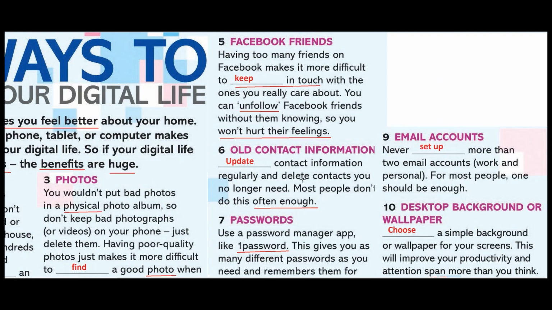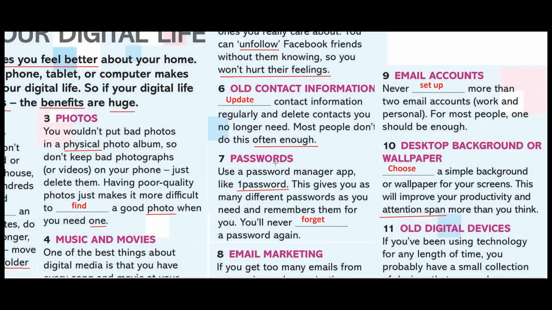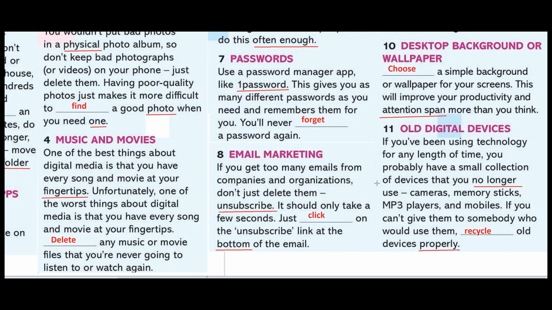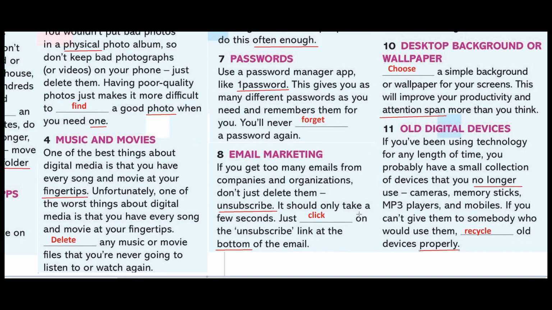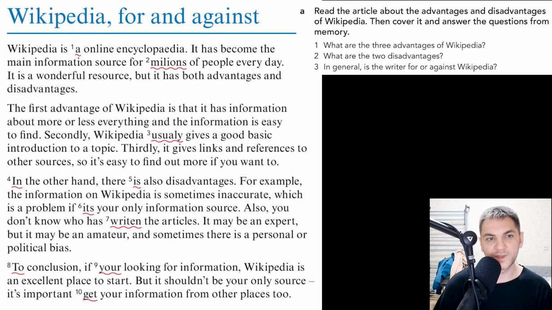Так, вот такая вот статья у нас. Надеюсь, стало чуточку понятнее. Вроде бы разобрались, какие-то слова можно себе выписать. И давайте двигаться дальше. Part 6. Writing. An article. Read the article about the advantages and disadvantages of Wikipedia. Then cover it and answer the questions from memory. What are the 3 advantages of Wikipedia? What are the 2 disadvantages? In general, is the writer for or against Wikipedia?